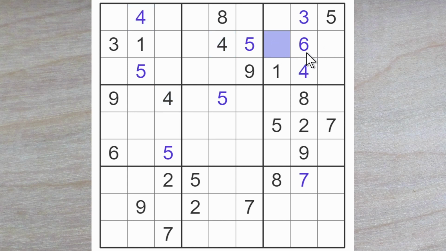Now we must have a 2 in one of these two squares, and the reason for this is that one of these must be a 2, the other must be a 7, remember? Therefore, a 2 can't go here, and this 2 blocks this square from being a 2, so a 2 must go in one of these two squares here.